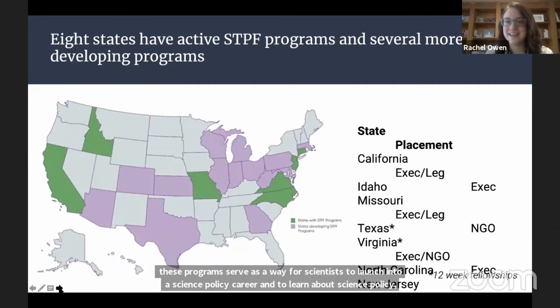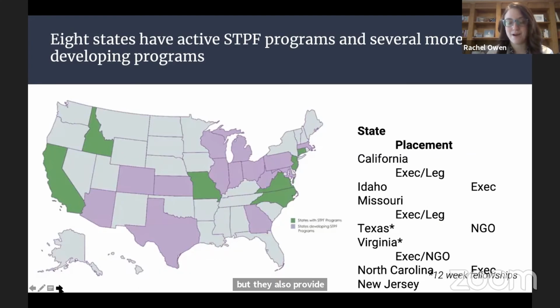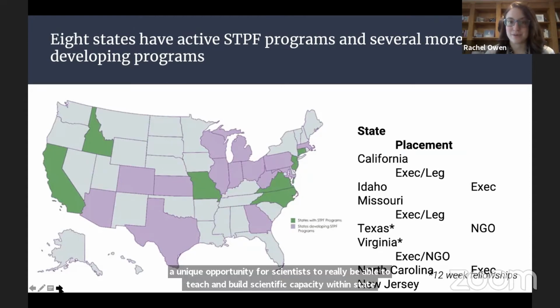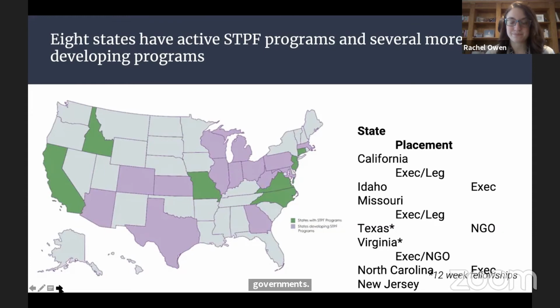Oh, this slide, sorry, is a little bit off with the formatting. So I'll go through this quick. Currently, we have 8 states that have active state level science policy fellowship programs. The green states here plus Texas. Texas launched their program after this map was created.